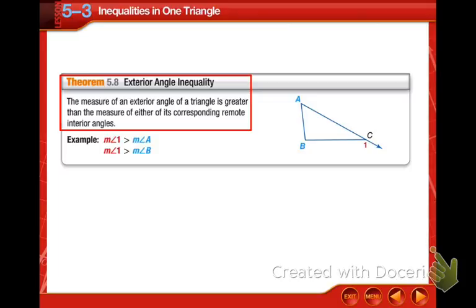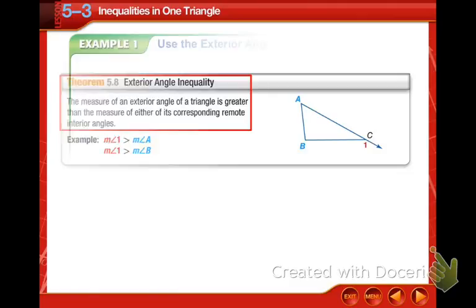The exterior angle inequality theorem, though, says that angle 1 is greater than both angle A and greater than angle B. Basically takes what we just had for the property, or the definition of inequality, and the exterior angle theorem, combines them together to form the exterior angle inequality theorem.